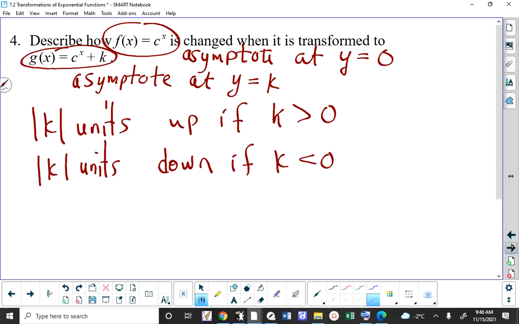Again, though, if you have a horizontal translation, all bets are off. You cannot start to figure out y-intercepts with horizontal translations.